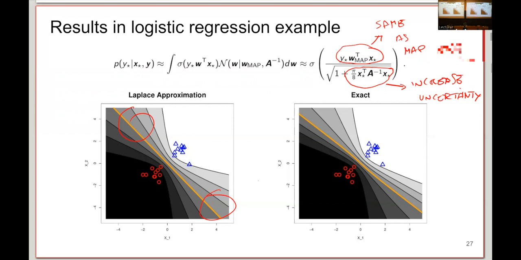And when you compare with the exact solution, which I have obtained here using Monte Carlo, it's actually very accurate in this case. So in this simple problem, it provides very accurate approximations. This is a problem where the model is linear. And we are going to see that actually there is a lot of connection between these methods for linear models and the Laplace approximation in neural networks. We are going to see that next. Good. Any questions so far on this?